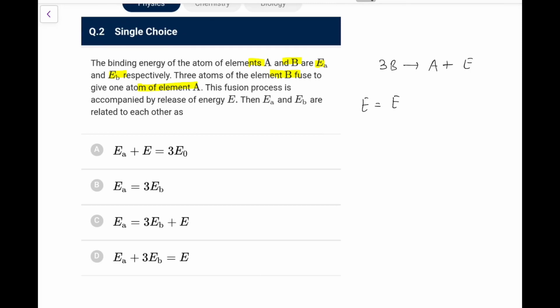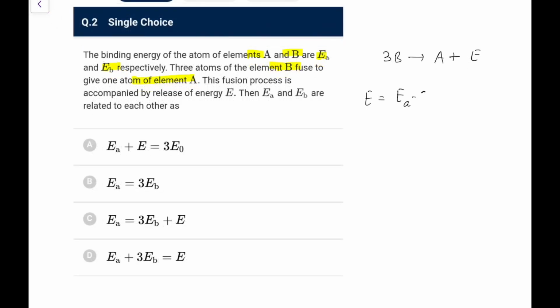Whenever we do it in terms of binding energy, it would be final minus initial. In terms of rest mass energy, it would be initial minus final. So it would be EA minus 3EB. So what we get now as per the options, EA would be equal to E plus 3EB, that is the most appropriate one, go for option C1.